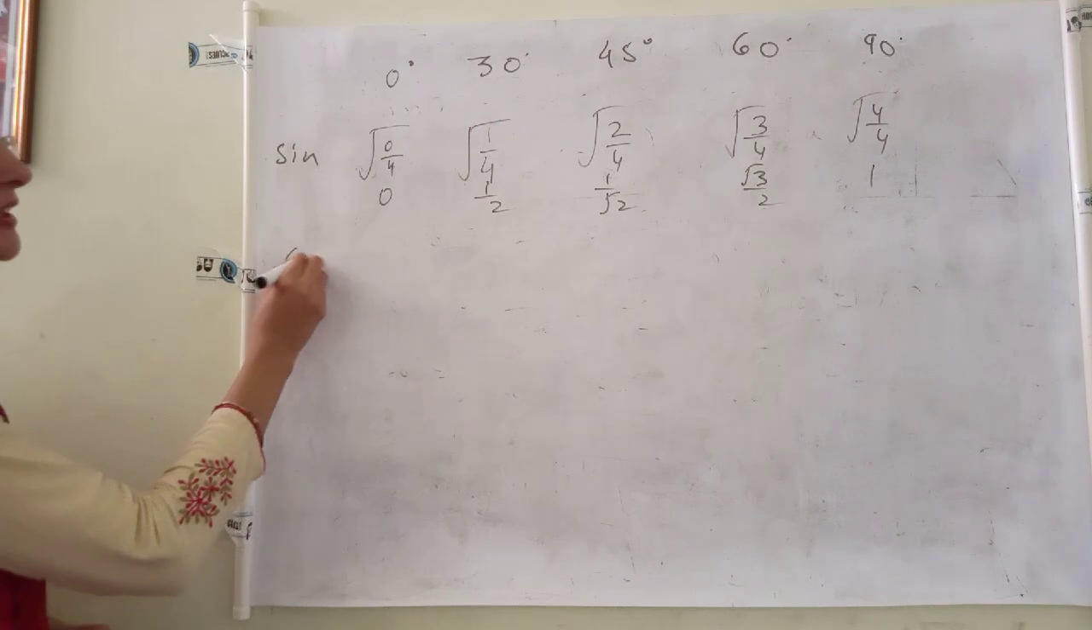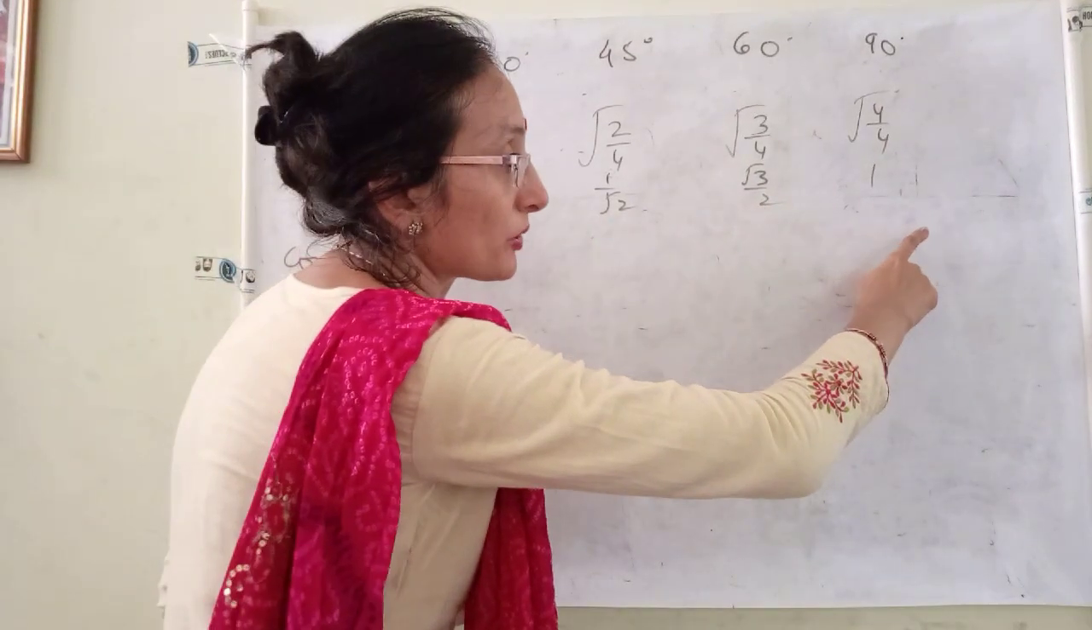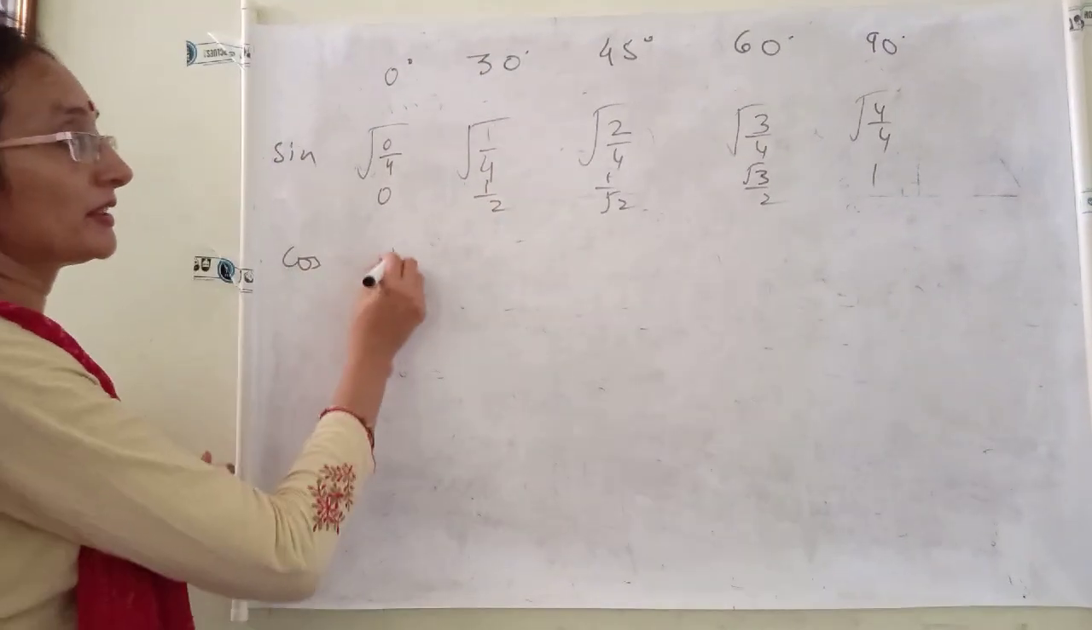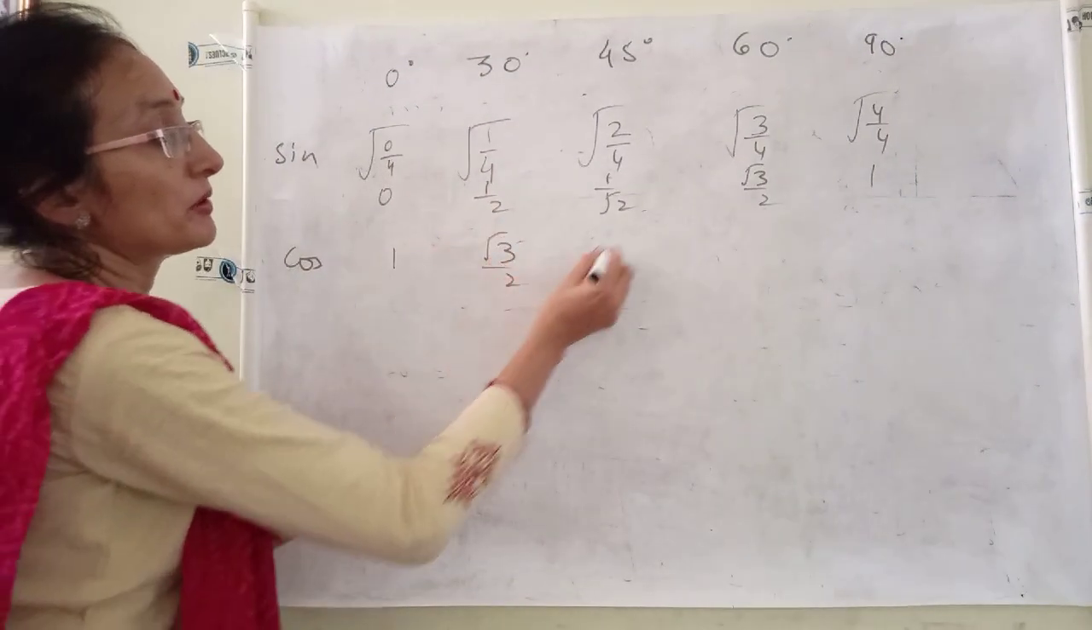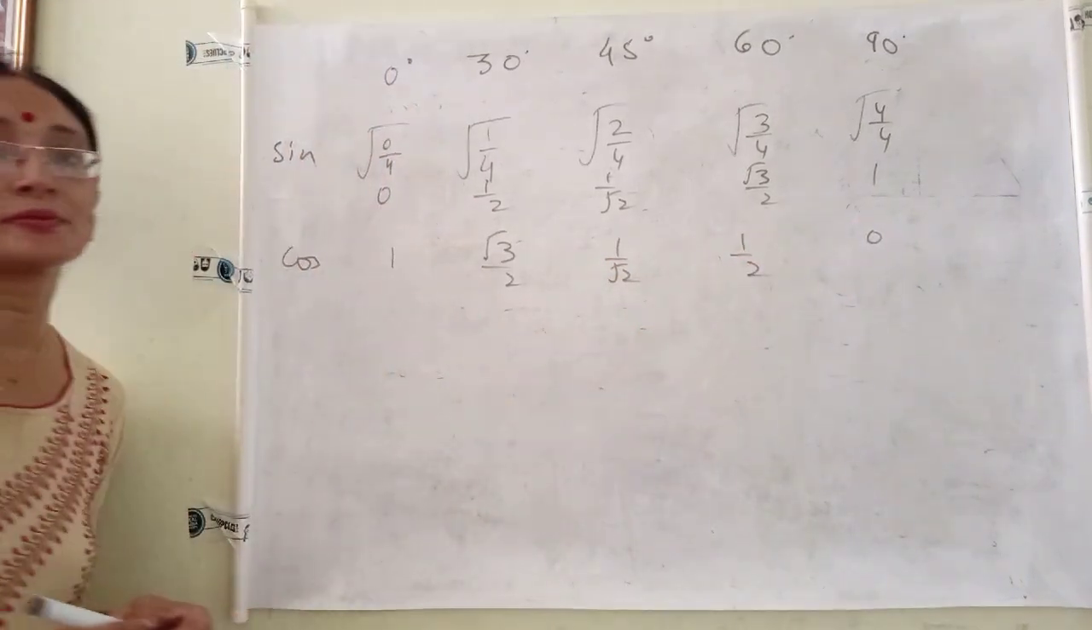Okay. For cos, very easy. Whatever we have given in this order, reverse it. That is 1, then root 3 upon 2, 1 upon root 2, 1 upon 2 and 0.